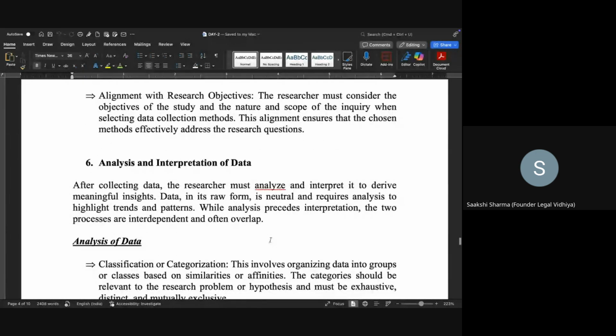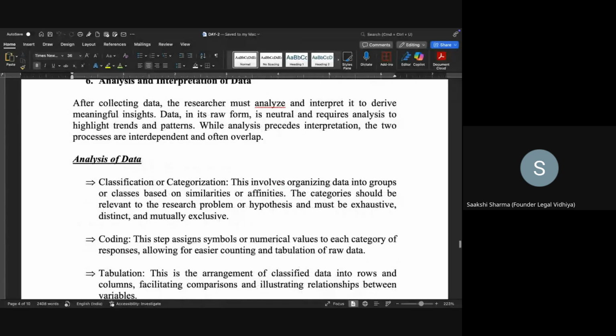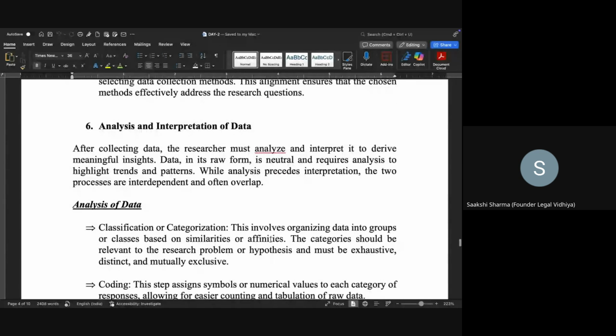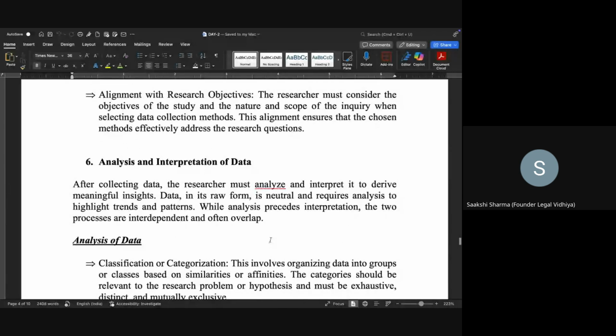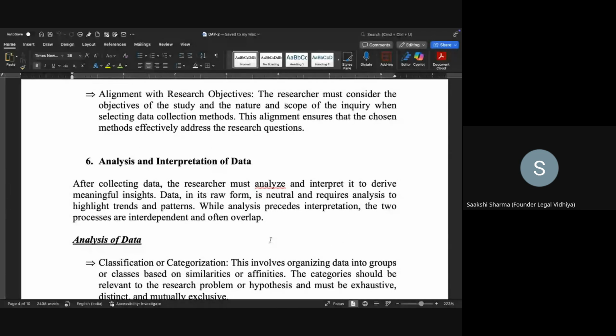अब आपने डेटा कलेक्ट कर लिया, व्हाट इज द नेक्स्ट थिंग दैट यू डू? आप डेटा को एनालाइज करते हो एंड इंटरप्रेट करते हो. व्हाई यू डेटा इज something that is in a raw form. You need to put it together, to piece it together. You need to bring the pieces together to come up with a conclusion.